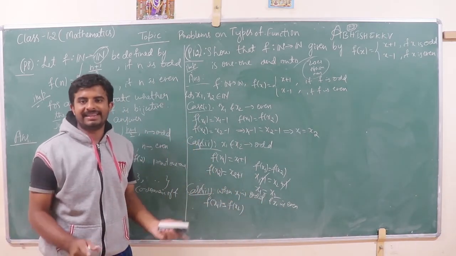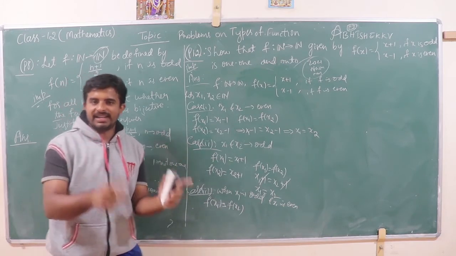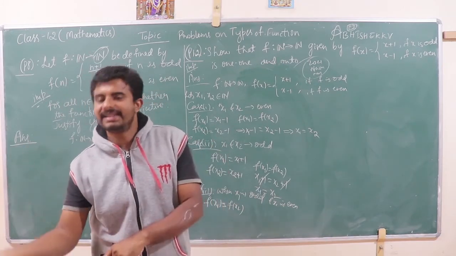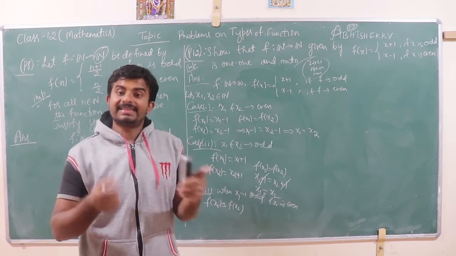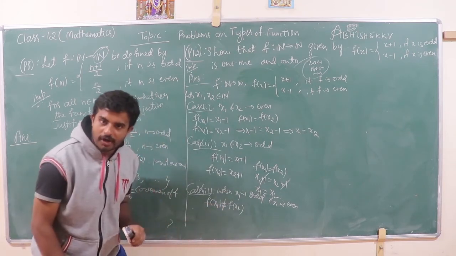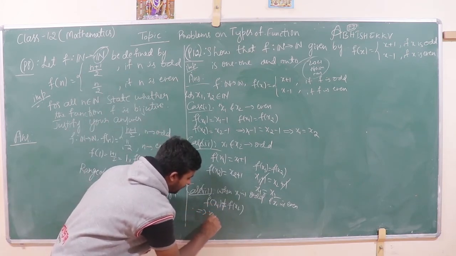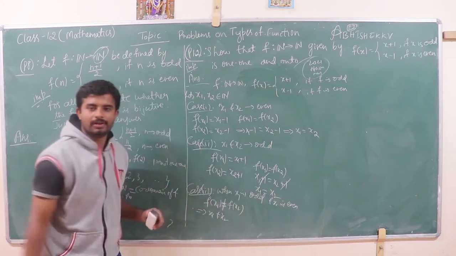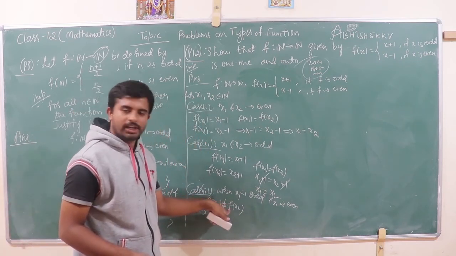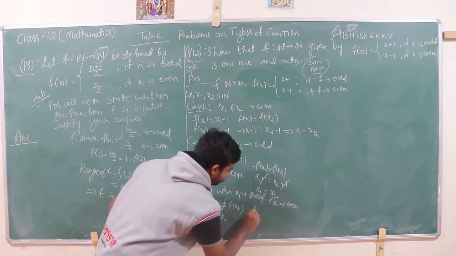In mathematics, there is a contradiction in it. F of x1 is equal to f of x2 implies x1 is equal to x2. Then we say the function is 1-1. This can also be defined as f of x1 not equal to f of x2 implies x1 not equal to x2. How can we get this? See, if I consider f of x1 not equal to f of x2.